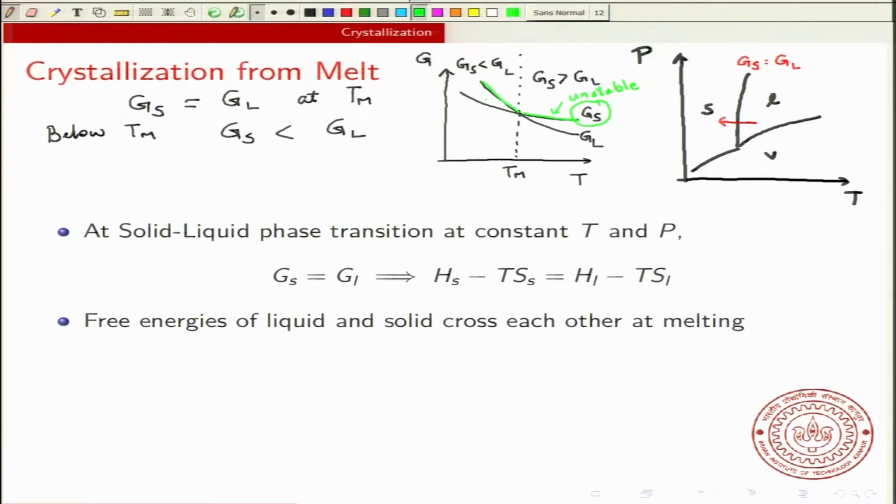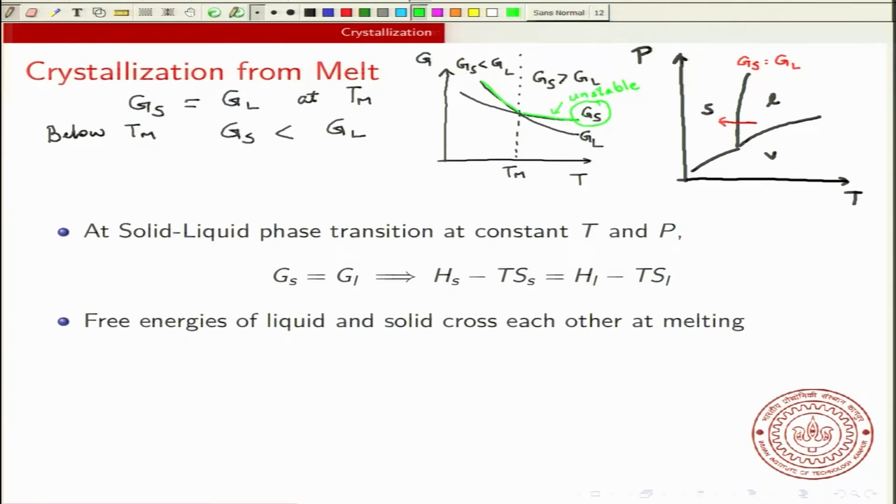So what you again mean is that if you had a liquid below the melting temperature, its free energy would be higher. Now, it's a question. Obviously you do not have a liquid below the melting temperature. You do not have a solid above the melting temperature. So what do these numbers really mean?